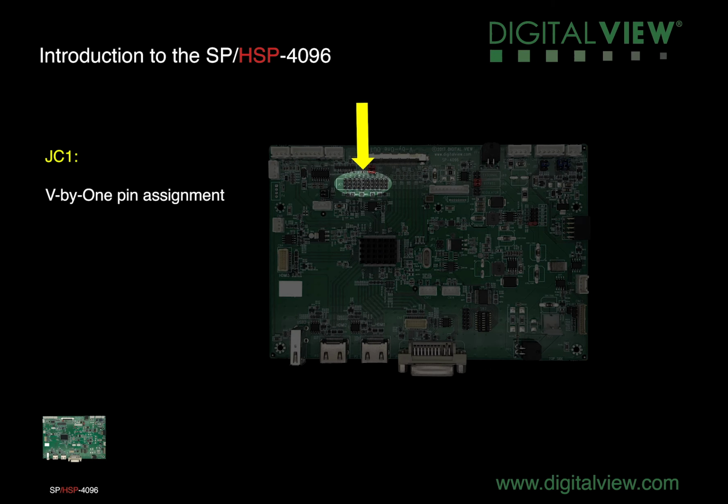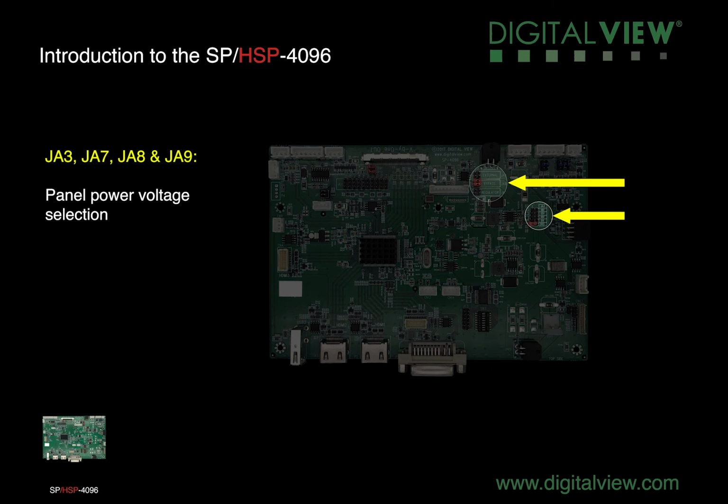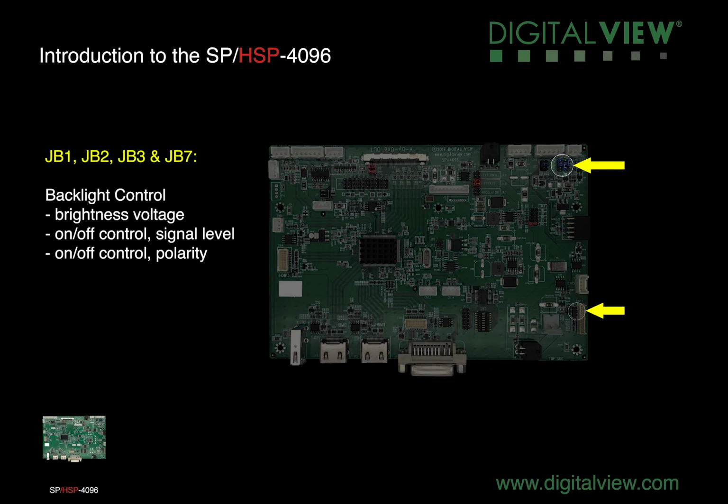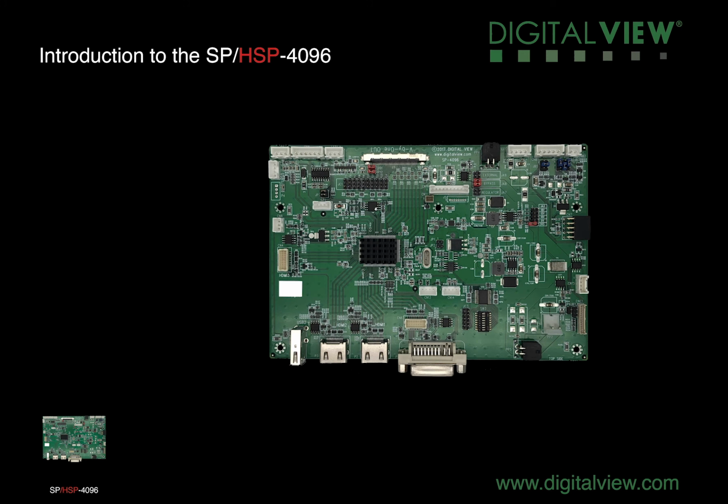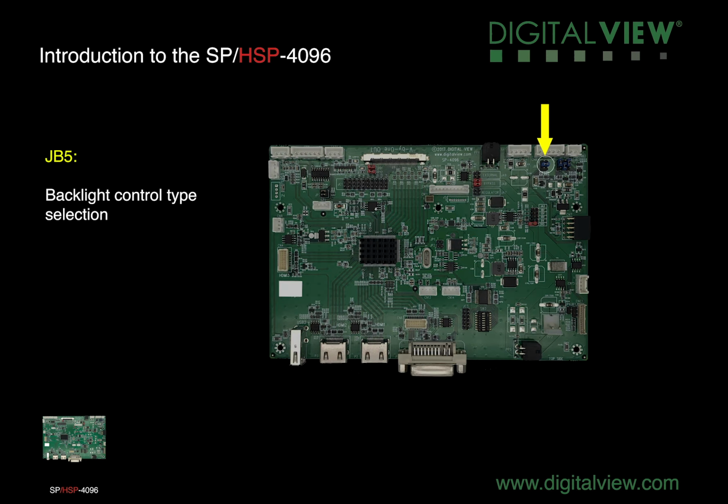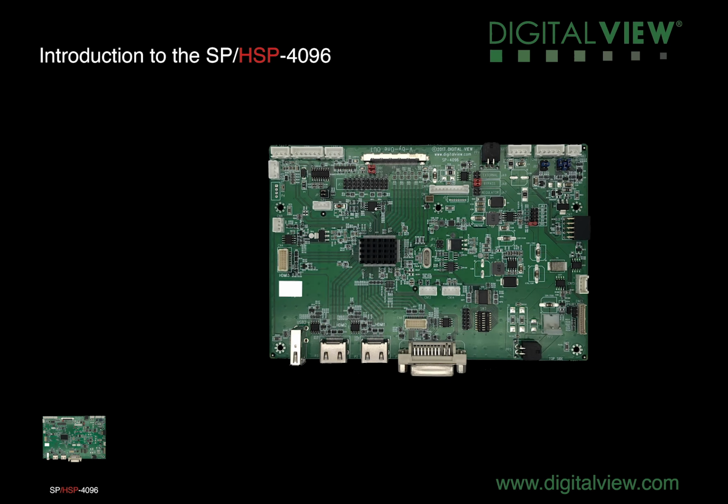JC1 is for V/1 pin assignment. JA3, JA7, JA8 and JA9 are all for panel power voltage selection. JB1, JB2, JB3 and JB7 are all for the control of the backlight settings. JB5 is the backlight control type selection. And finally, JP6 is for the input power control.